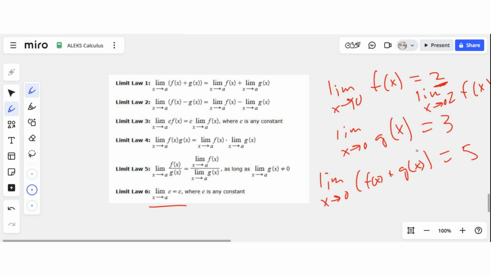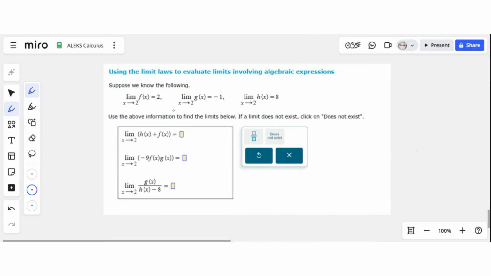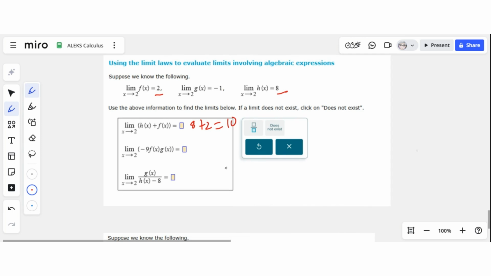Okay, so those are the limit laws. Let's see how they work in some problems. So here we've got 3 different functions, f of x, g of x, and h of x. We have limits of them all where they approach 2, and we have the values for those. The limit of f of x as x approaches 2 is 2, for g of x is -1, and for h of x it's 8. And in the first problem, they want the limit as x approaches 2 of h of x plus f of x. So we just take the limit of h of x and the limit of f of x as they approach 2, and we add them together, 8 plus 2, so that's 10. There's nothing harder to it than that.